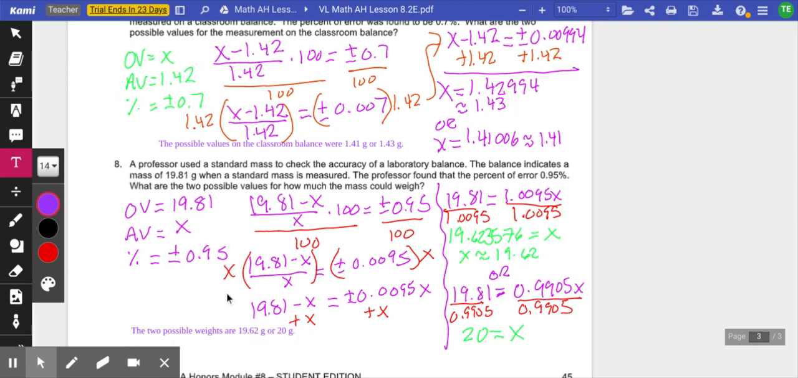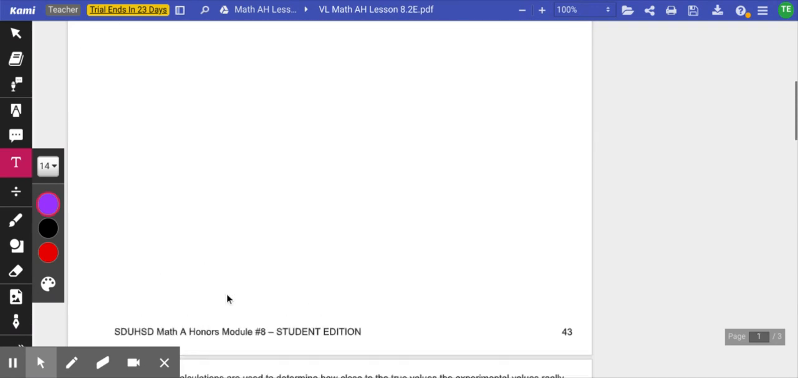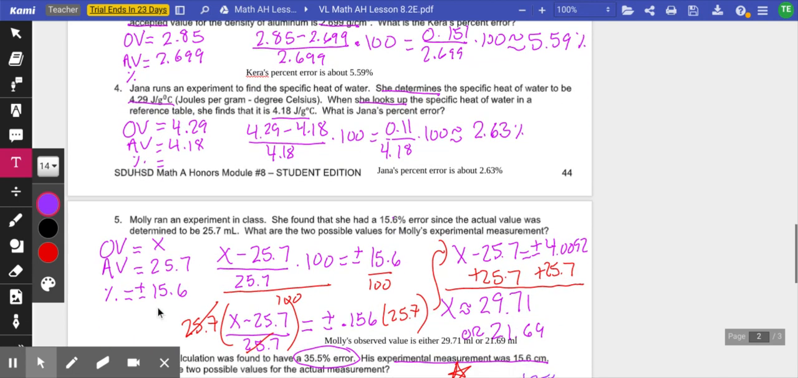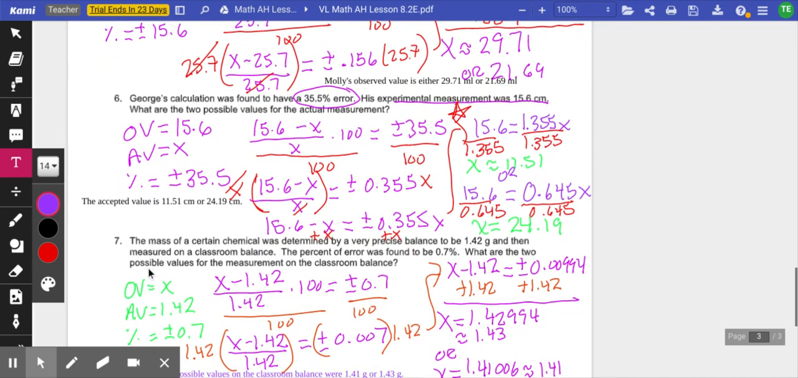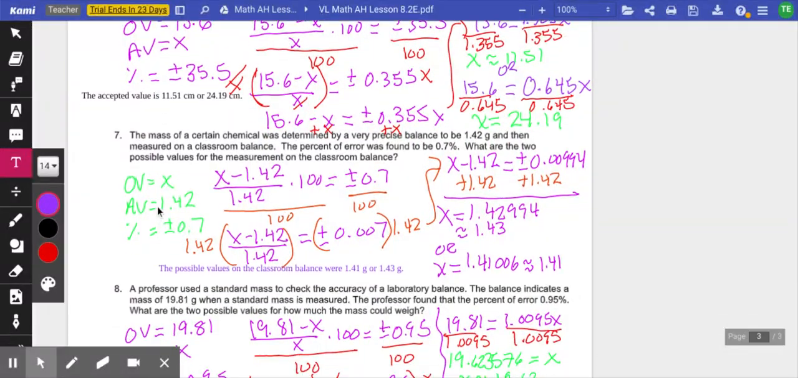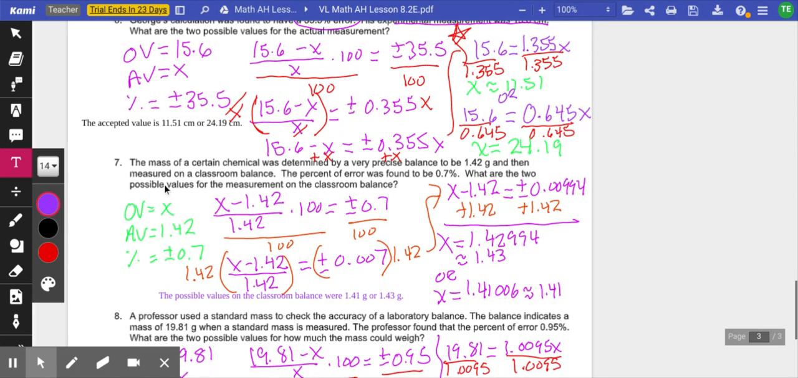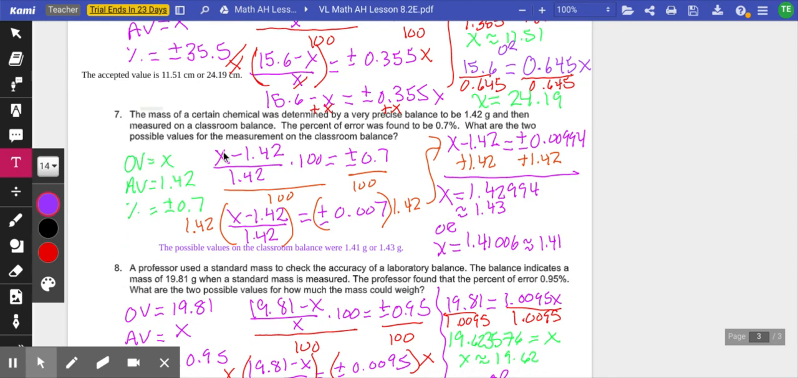So when we have the observed and the accepted values, it's easy to find the percent. Okay, if it's positive, it just means you're above. If it's negative, you're below, no problem. And then when we are looking for the accepted value, we've got the hardest type of problem because you have x in the numerator and the denominator. When you're looking for the observed value, you still have to solve an equation, but it's the medium problem.